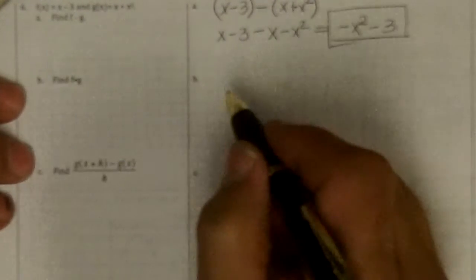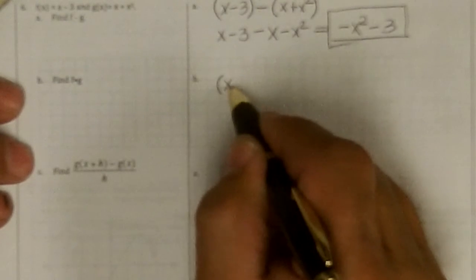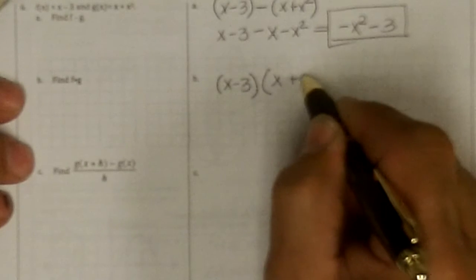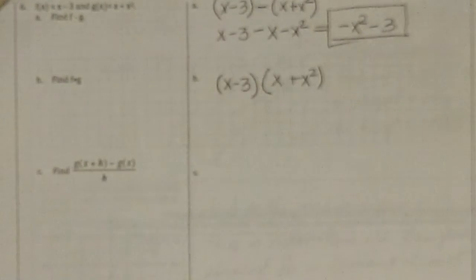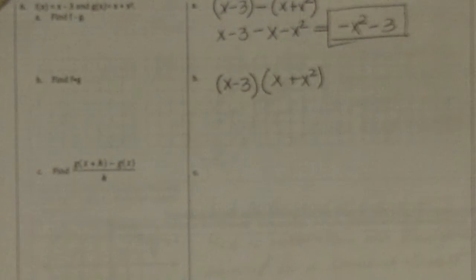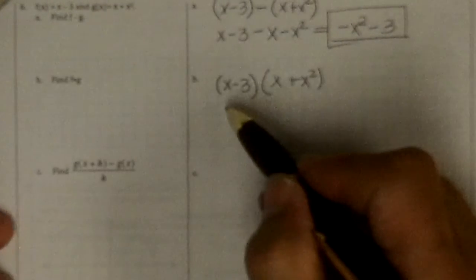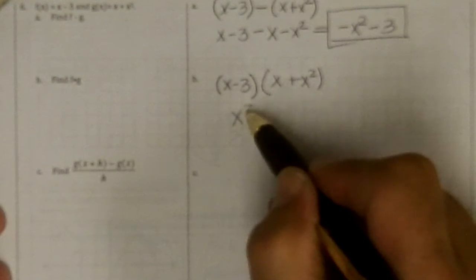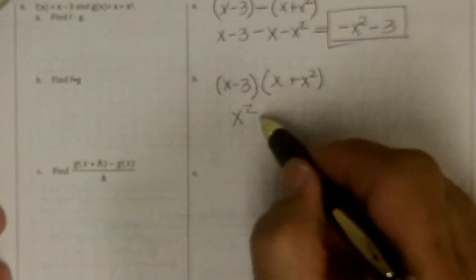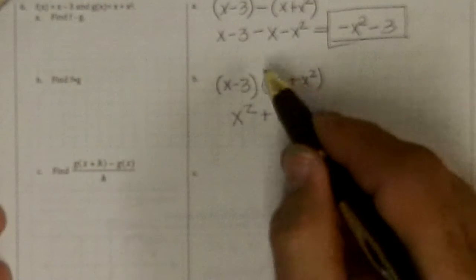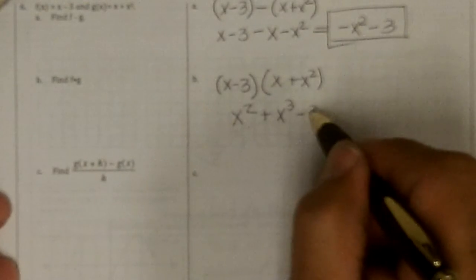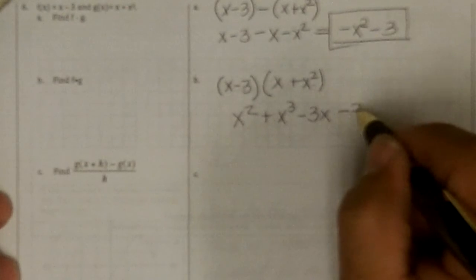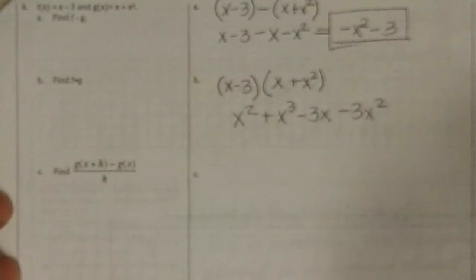f times g. That would be (x minus 3) times (x plus x squared). Now let's just expand here, multiply. x times x is x squared. x times x squared is x to the third. Negative 3 times x is negative 3x. Negative 3 times x squared is negative 3x squared.